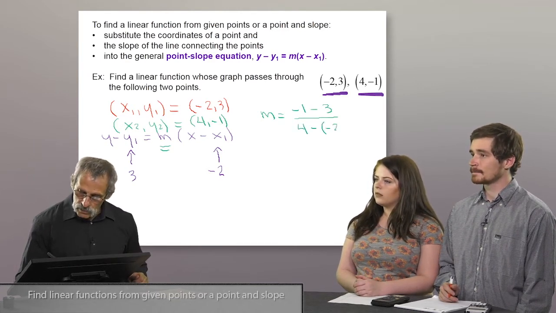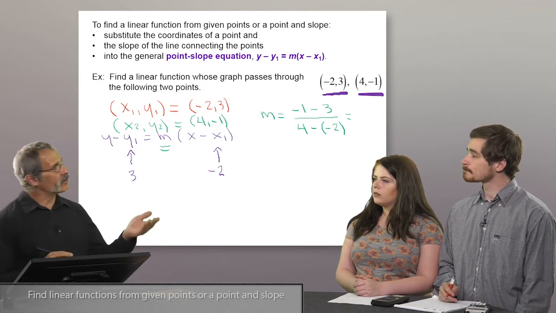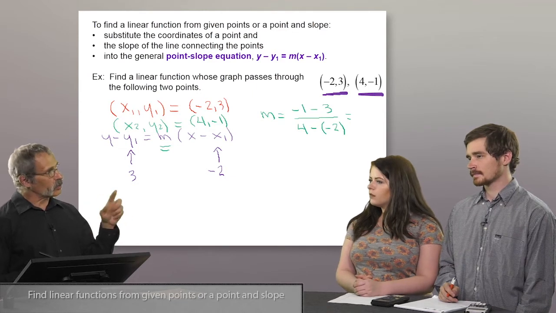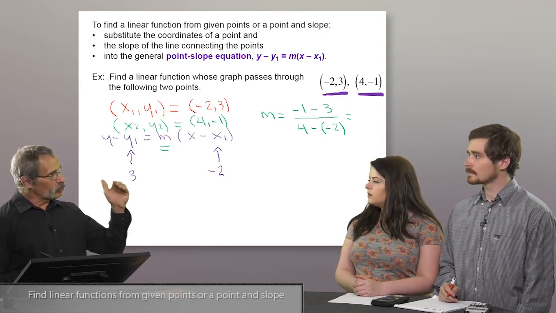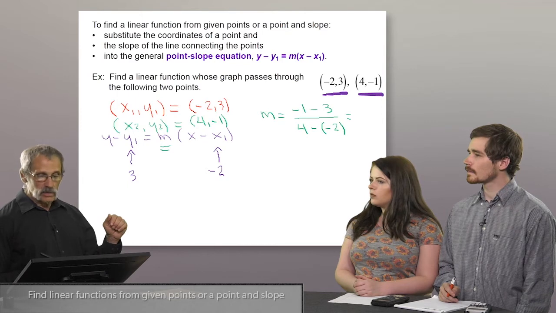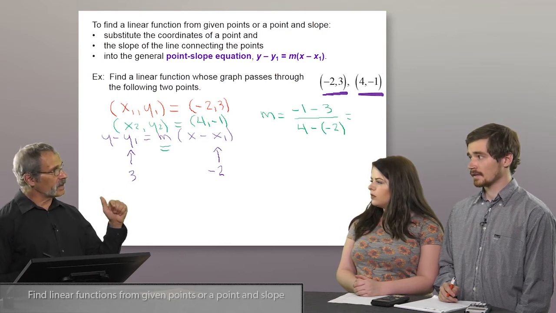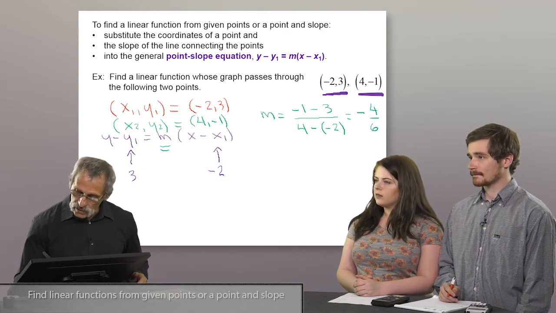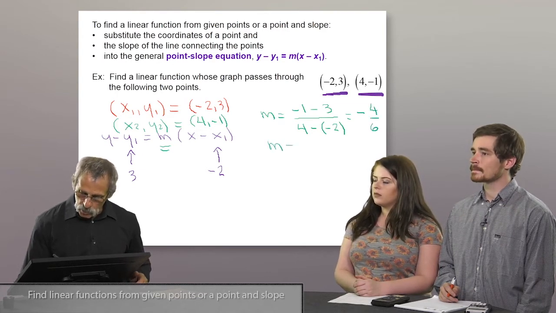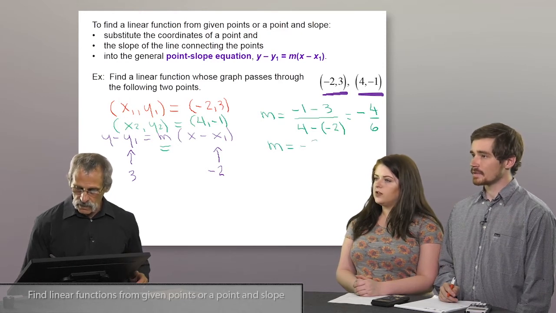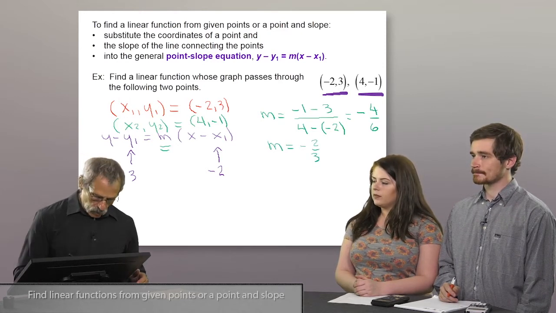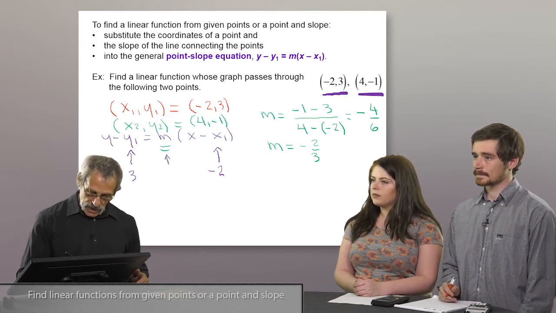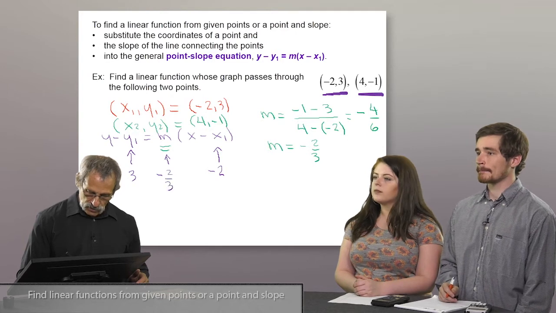Very good. Now, negative 1 minus 3 is negative 4. And 4 minus a negative 2 is 4 plus 2, which is 6. So the numerator is negative 4, and the denominator is positive 6. So we have negative 4/6, which I can reduce. The slope would be negative 2/3. Excellent. I'll make that substitution in for m: m would be negative 2/3.